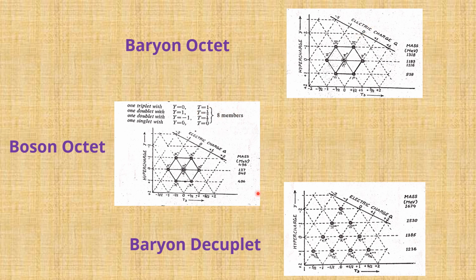Coming to the baryon decuplet, here you will have one quartet, one triplet, one doublet, and one singlet, which is the omega minus hyperon. Here also you can find some similarities: these four particles will have electric charge minus 1, these three will have electric charge 0, these two will have electric charge plus 1, and this one will have electric charge plus 2. Here also we have taken hypercharge along the y-axis, and the third component of isospin is taken as T3.